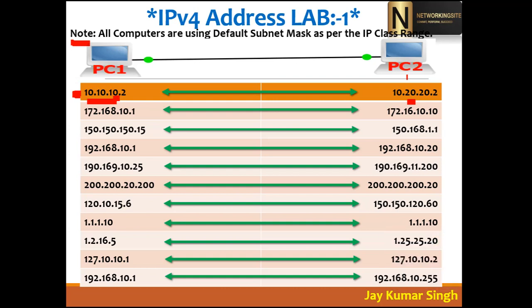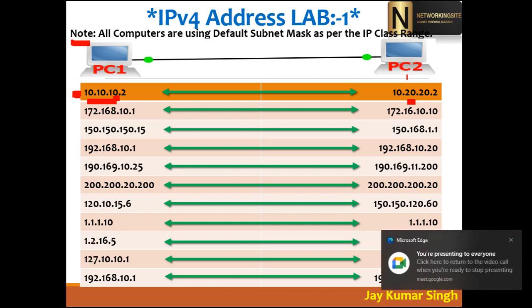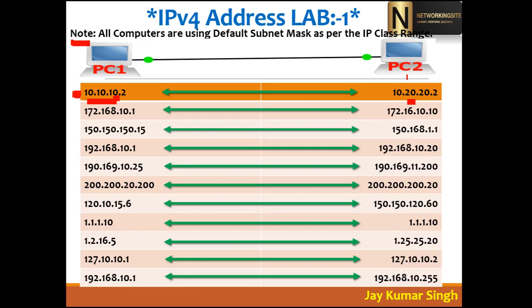My friends, here I gave you one task. My PC1 has the IP address 10.10.10.2 and my second PC in my network, PC2, has the IP 10.20.22. So my question is: if I'm using these IP addresses, will PC1 communicate with PC2 in this scenario? You just have to say yes or no, and then we can move on.